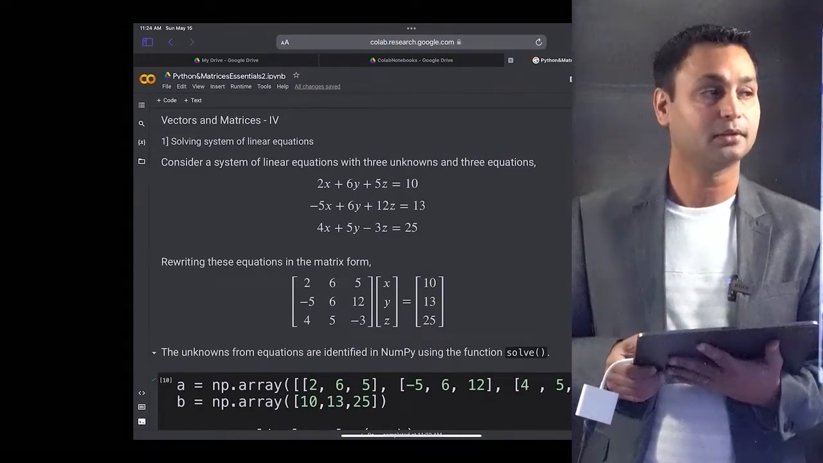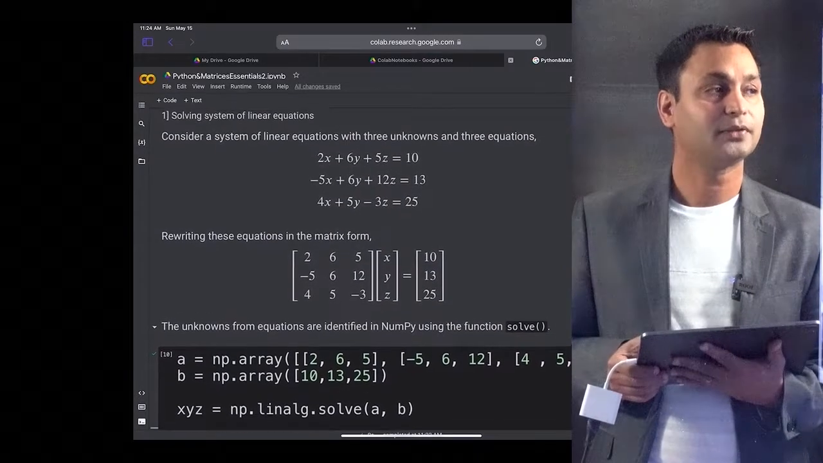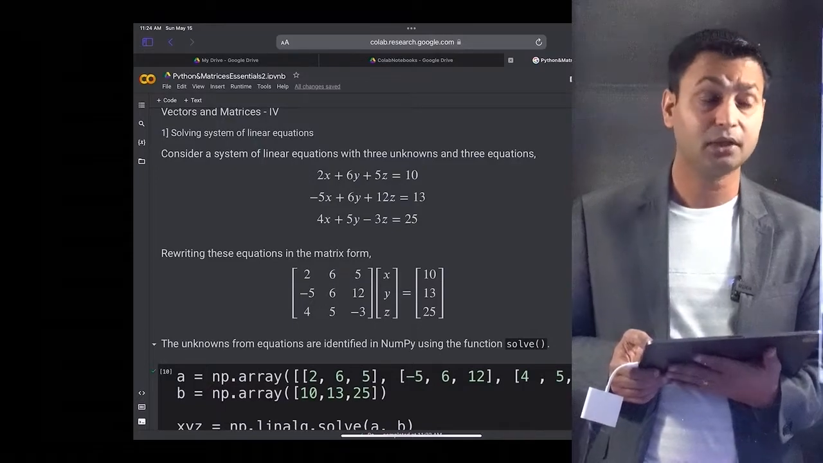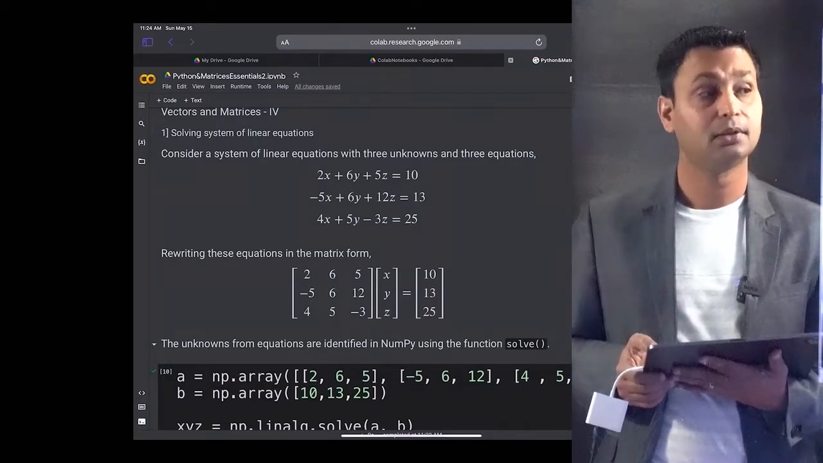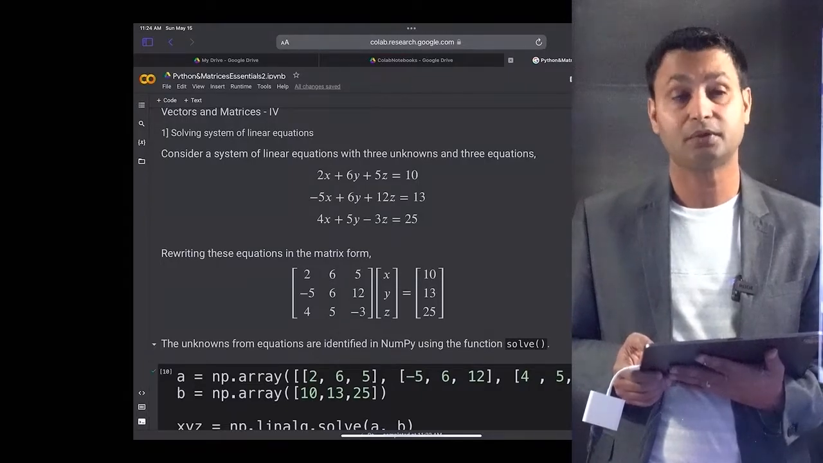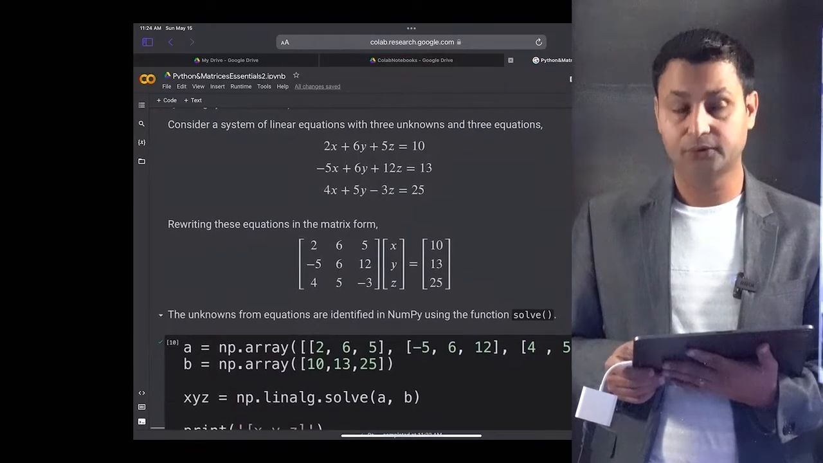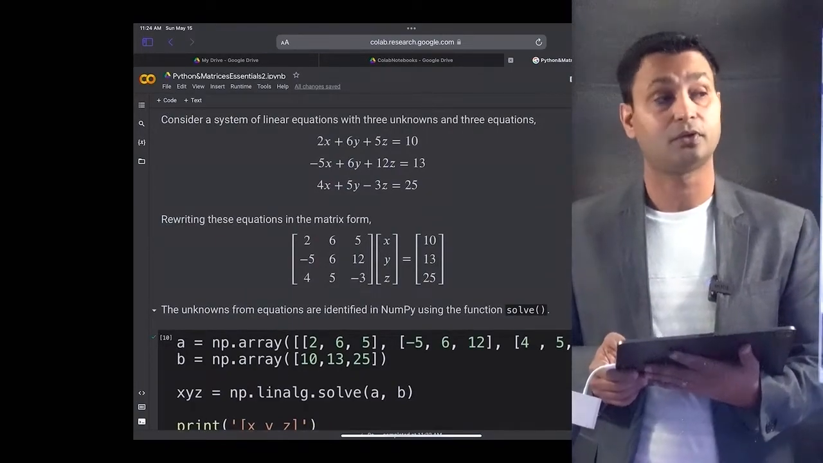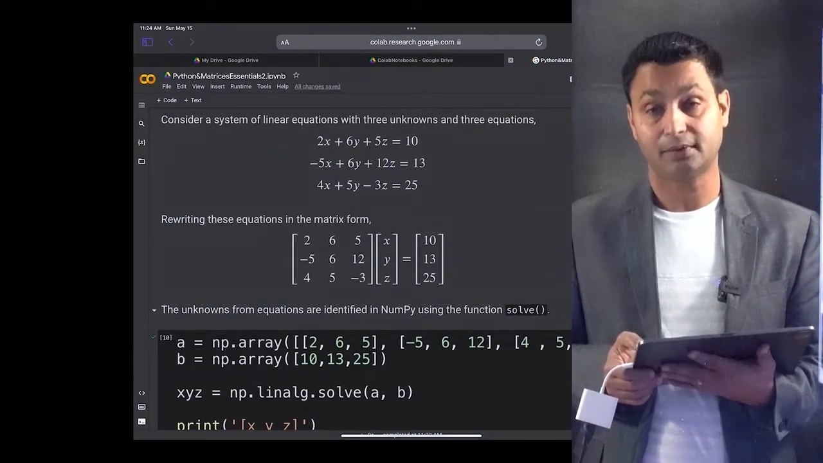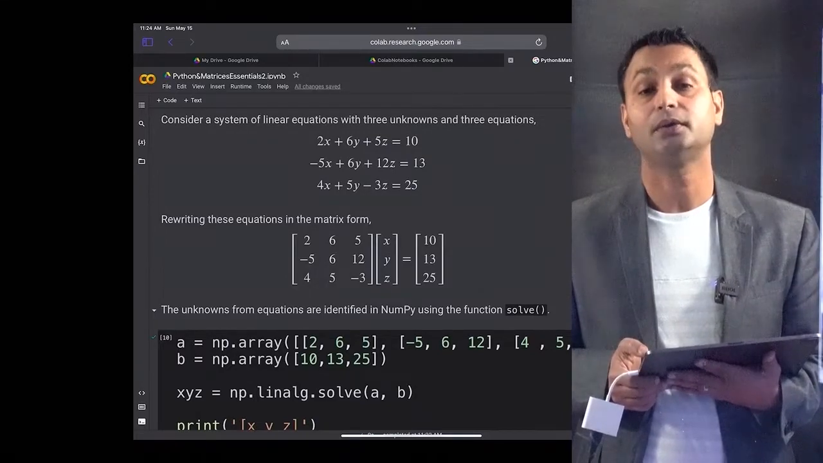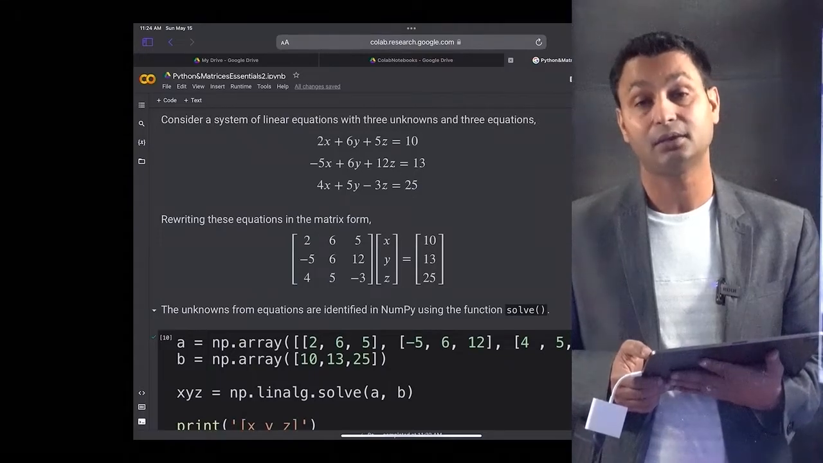What you see on the screen right now is a system of linear equations with three variables and three equations, where we have three unknowns. The first thing that we need to do is take this set of linear equations and represent them in matrix form. This is something we discussed in the theoretical portion of the lecture: how you can take a system of equations and write it in matrix form.